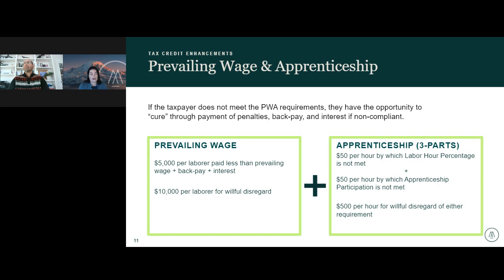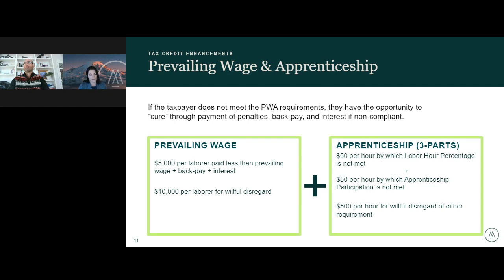If the IRS feels that a taxpayer willfully disregarded these requirements and is still pursuing the enhanced credit, the penalty actually increases to $10,000 per laborer if it's deemed willful disregard.